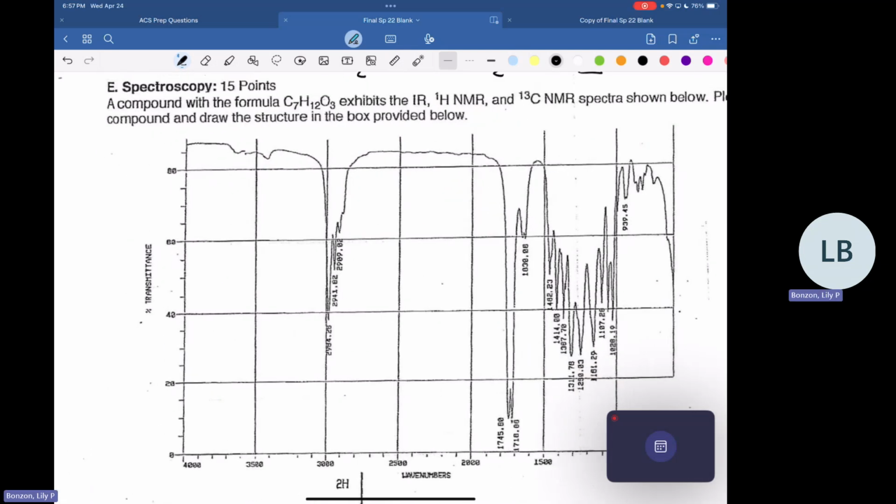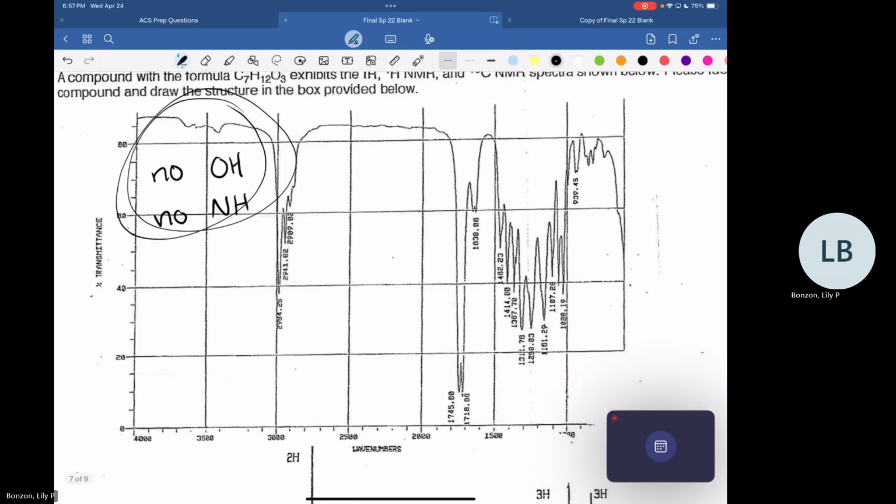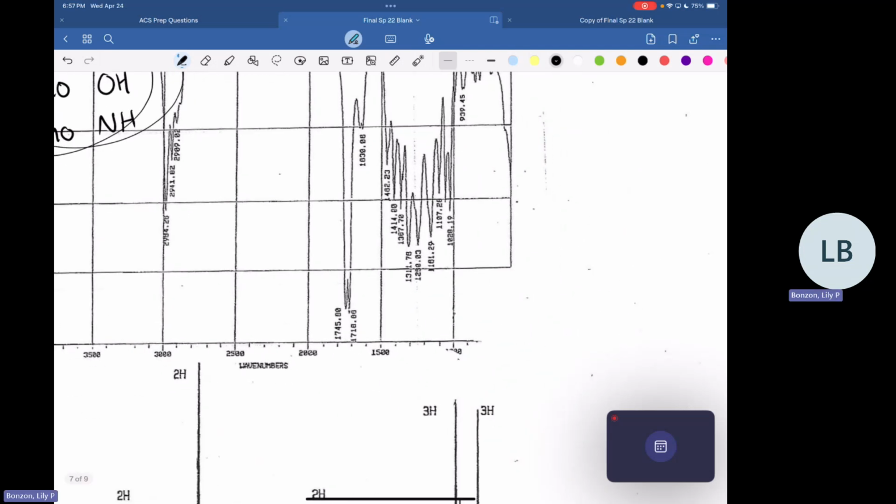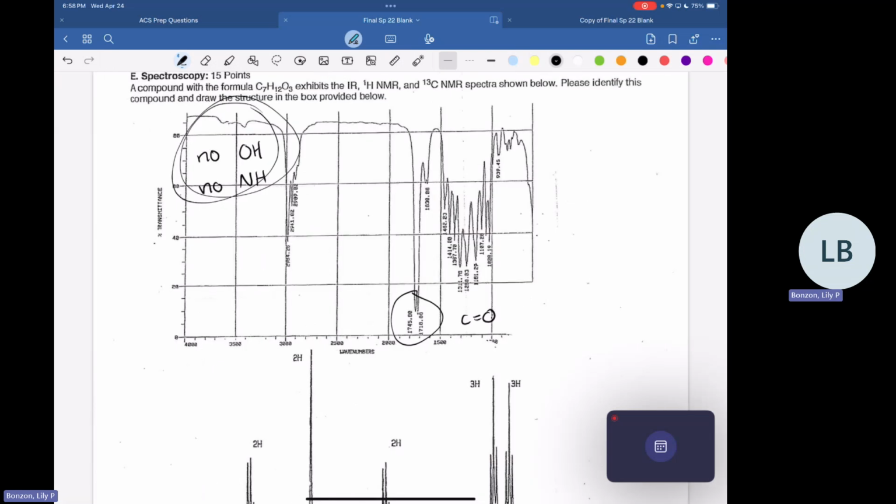If we look at the IR, we don't have anything in this region, so we know there's no alcohols. This is also the NH peak, so we know we don't have any NH2s, but we don't have a nitrogen anyways. And over here in the 1600 to 1800 range, we've got a couple of strong peaks, so these are likely going to be some carbonyls.